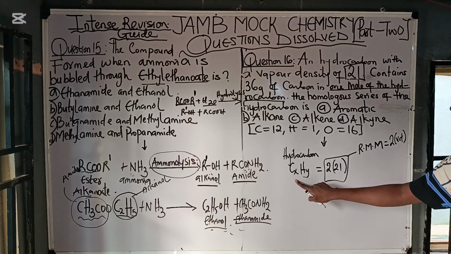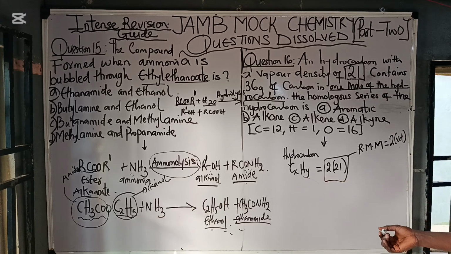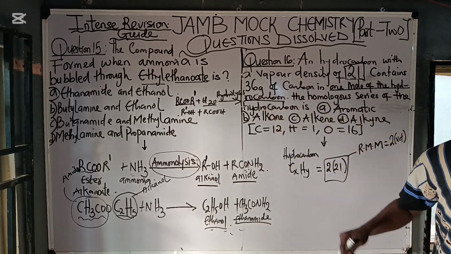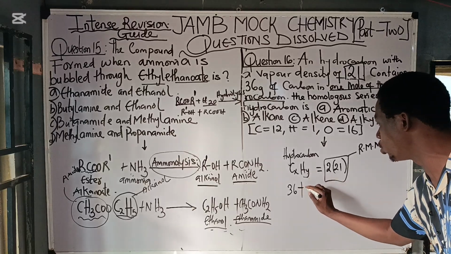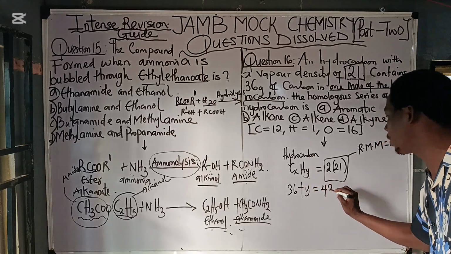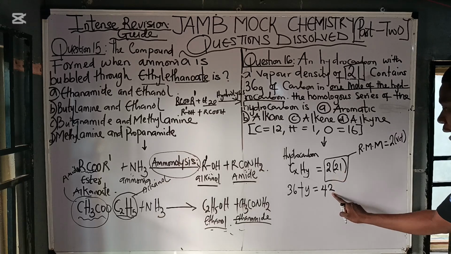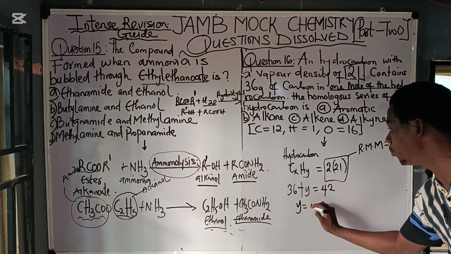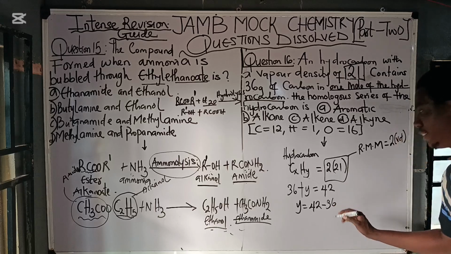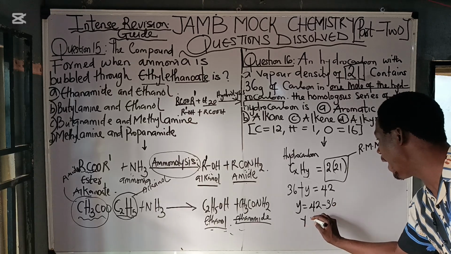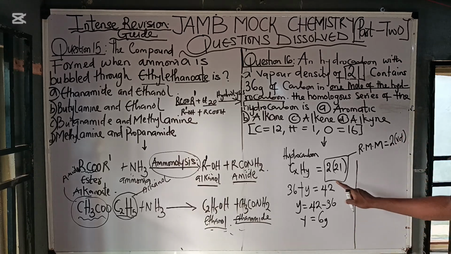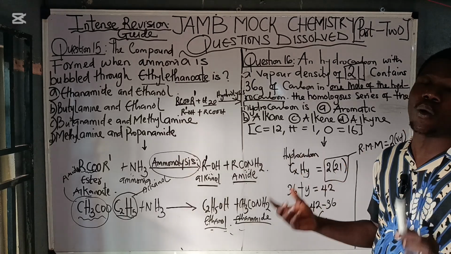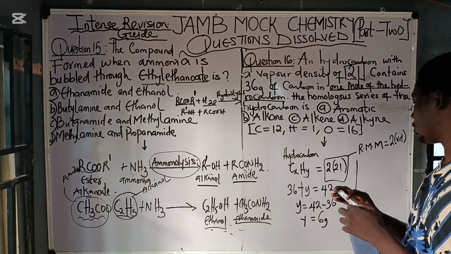So if the hydrocarbon has a molecular mass of this, what do we simply do? They told us that the mass of carbon is 36 grams. So we put 36 here plus the hydrogen, let's put y here, equals 42 grams. That means 2 times 21, 42. If we collect like terms, y will be 42 minus 36. Are we together? So y will be equal to 6 grams of hydrogen. If the hydrocarbon is 42 grams, it means that 36 grams is for carbon, while the other one is for hydrogen.